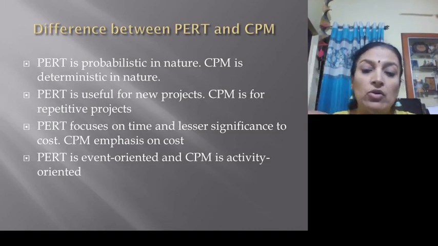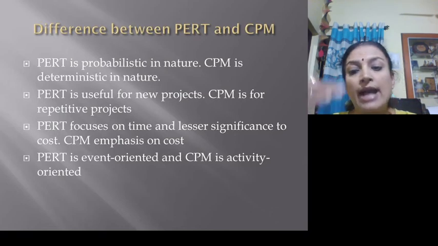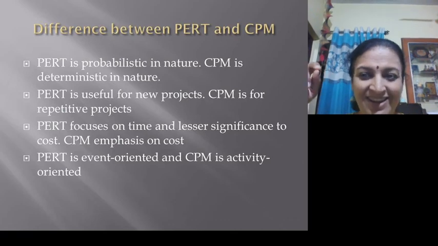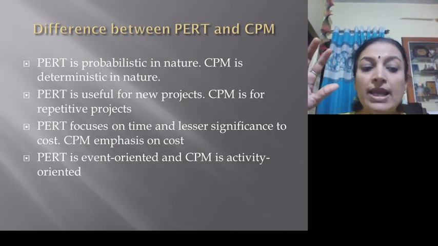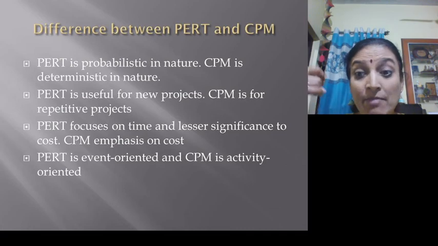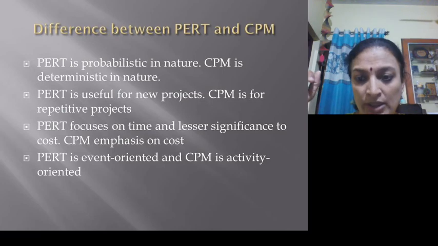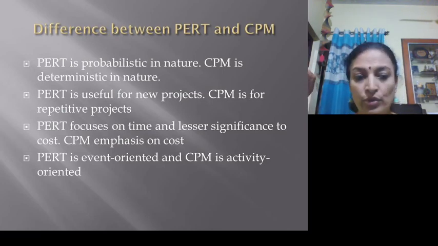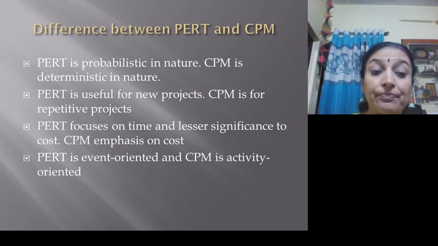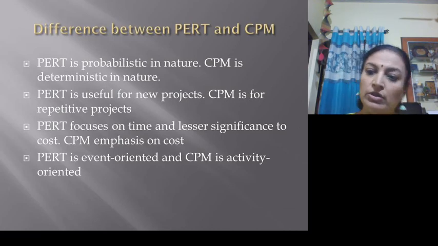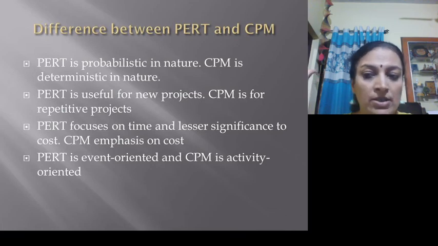And finally, we have to understand what is the difference between PERT and CPM. PERT is probabilistic in nature. CPM is deterministic in nature. PERT is useful for new projects. CPM is useful for already existing repetitive projects. The project is not new, it is repetitive. For that, CPM is good.